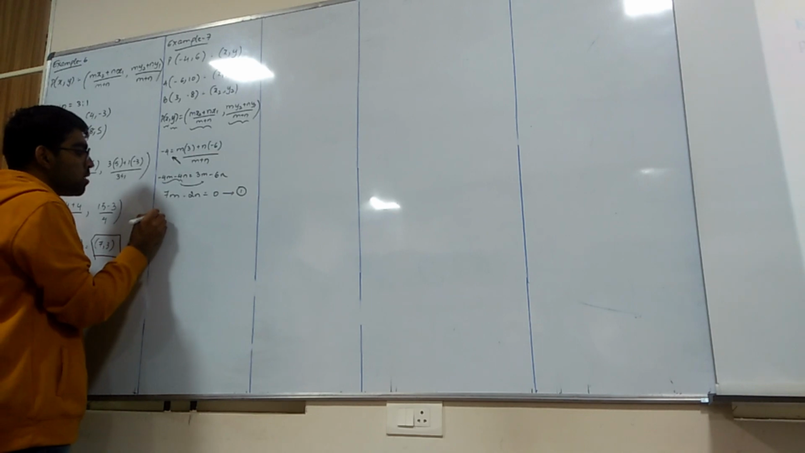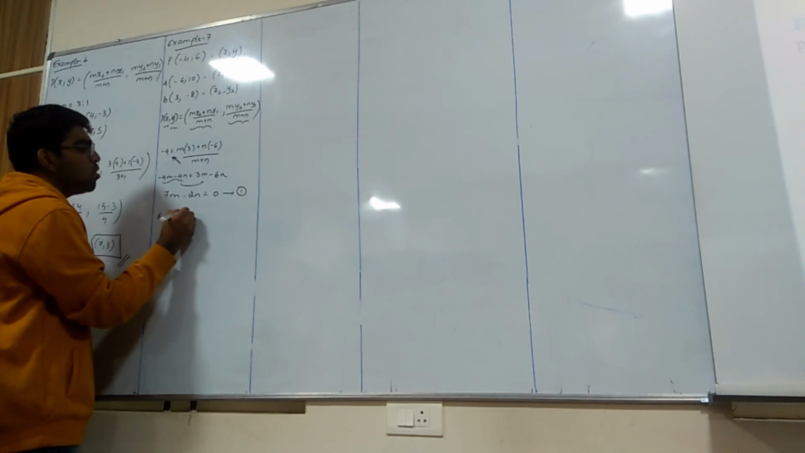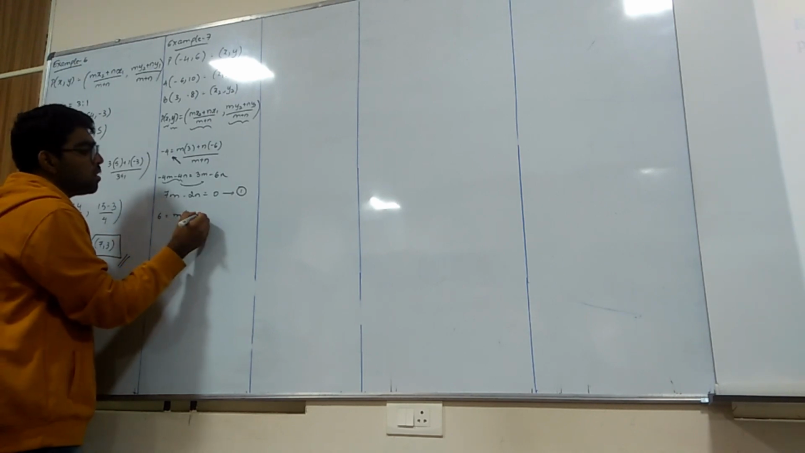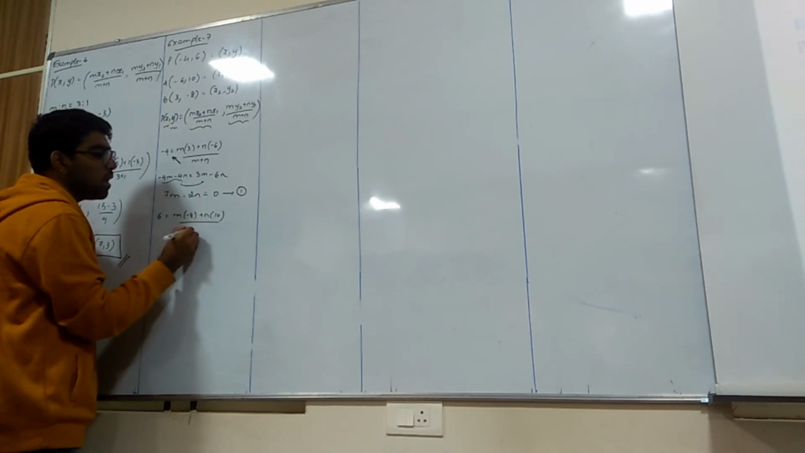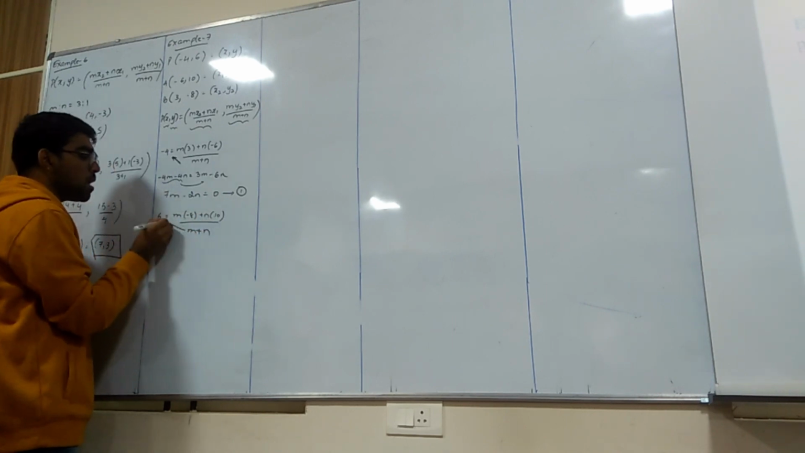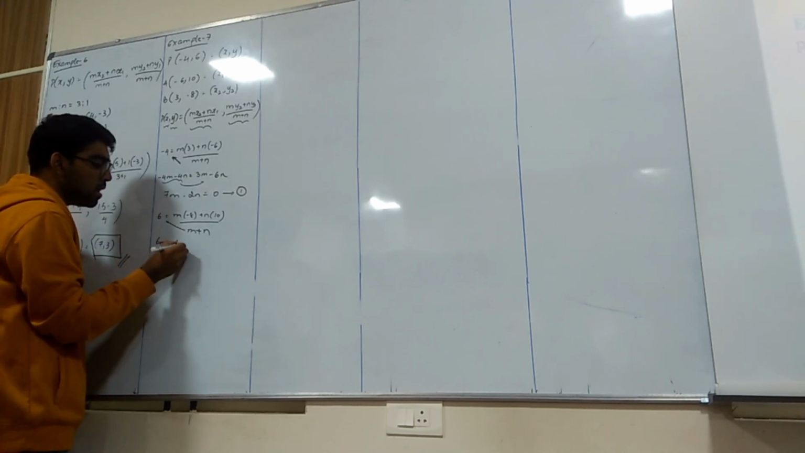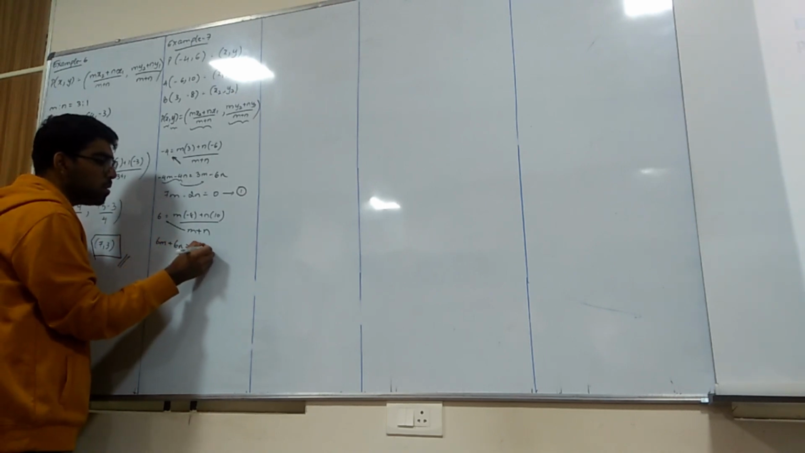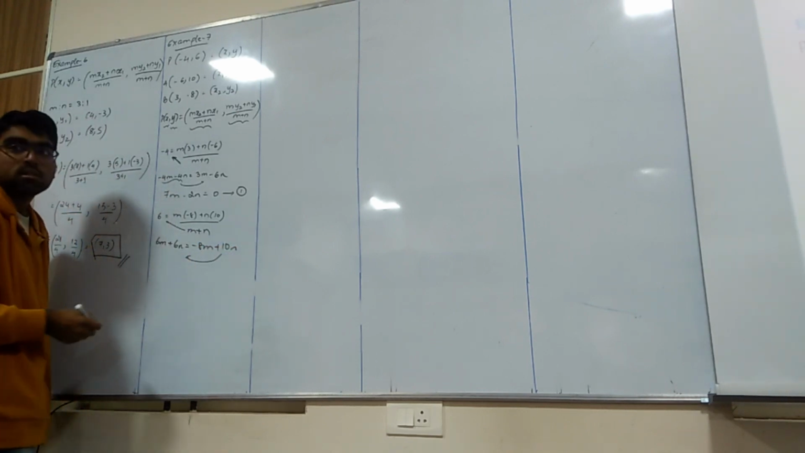What is my y? 6 is equal to y2. What is y2? Minus 8 plus n. y1 is 10, divided by m plus n. m plus n I am taking on the other side. So 6m plus 6n is equal to minus 8m plus 10n. I am taking this on this side.